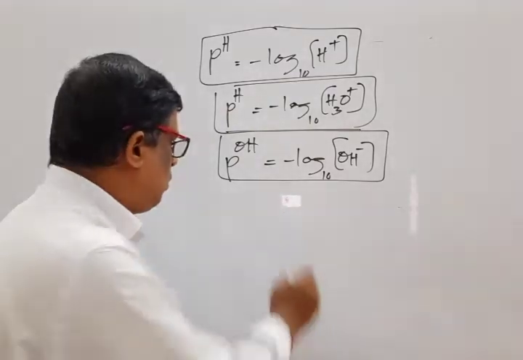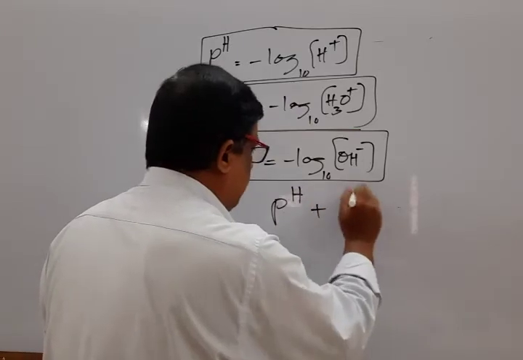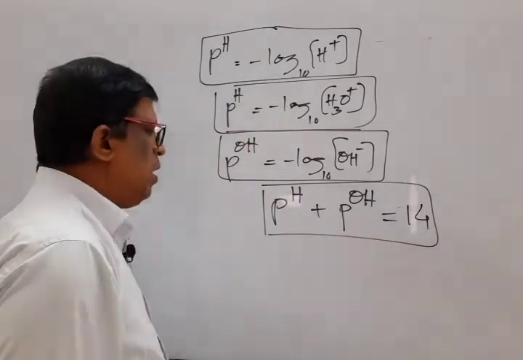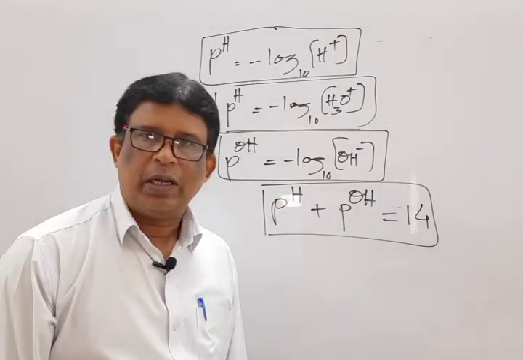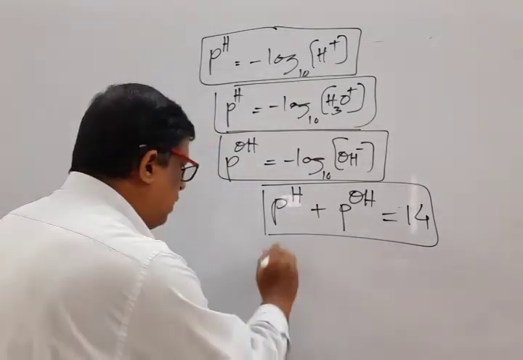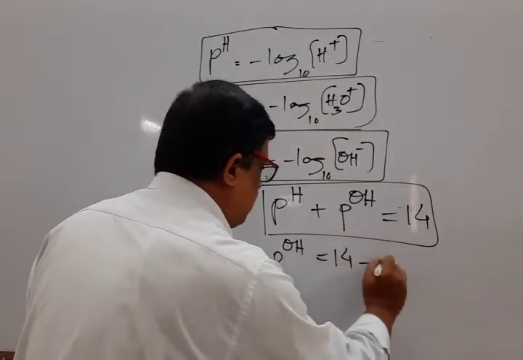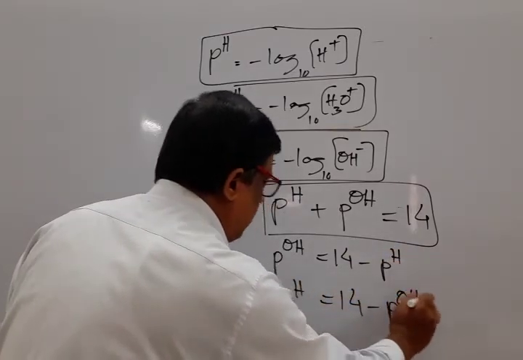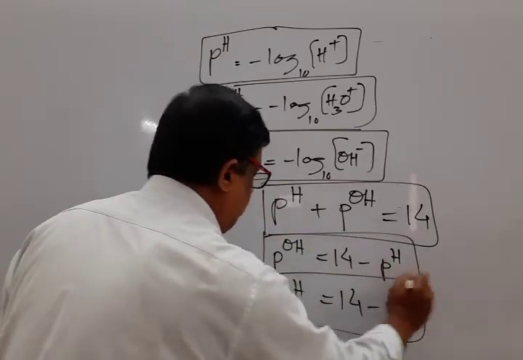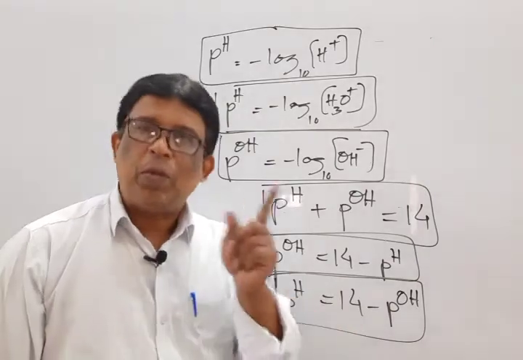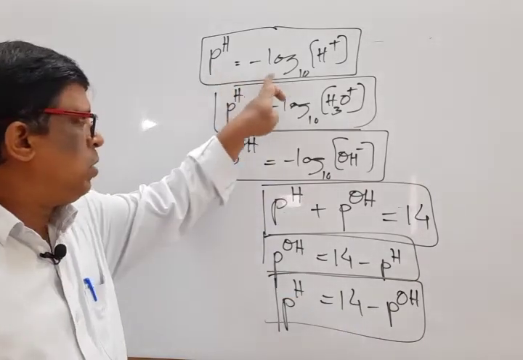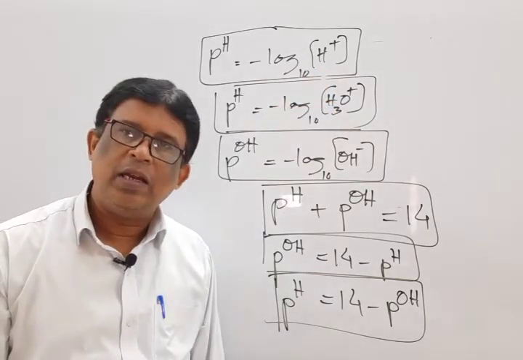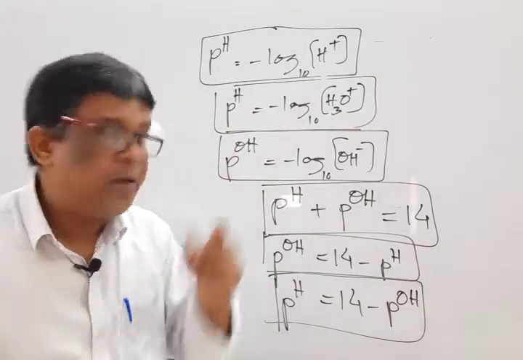As a result of which we know pH plus pOH is equal to 14. The relationship pH plus pOH is equal to 14. If pH of a solution is given, then pOH is equal to 14 minus pH. Then pH is equal to 14 minus pOH. These are different expressions for solving problems. Mark that. If H plus ion concentration is given, then pH is equal to negative logarithm of H plus ion concentration.